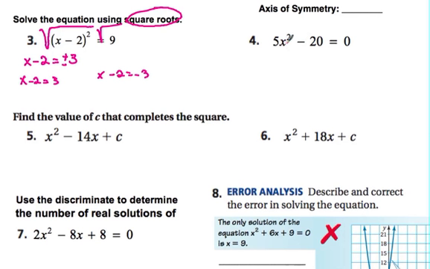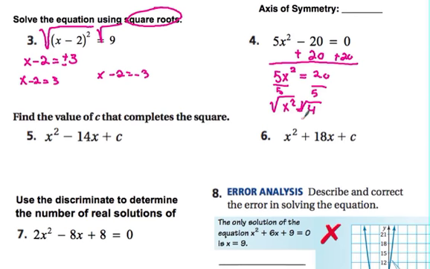Now, this one, you're not going to take the square root first, because you need to have x squared by itself first to be able to take the square root. So you can add 20, so we have 5x squared equals 20, and then divide by 5, x squared equals 4, and you take the square root of both sides. The square root of 4 is 2, and since we're dealing with parabolas, this is positive or negative 2. There are two roots.